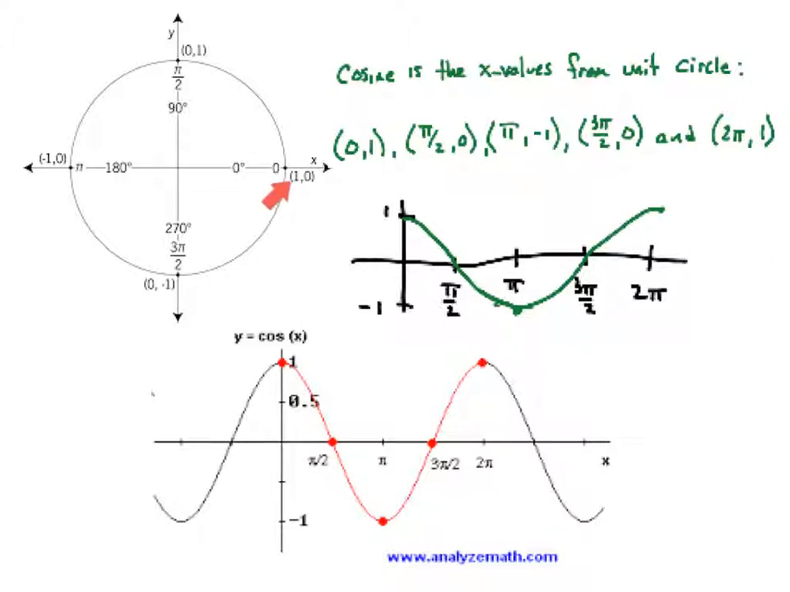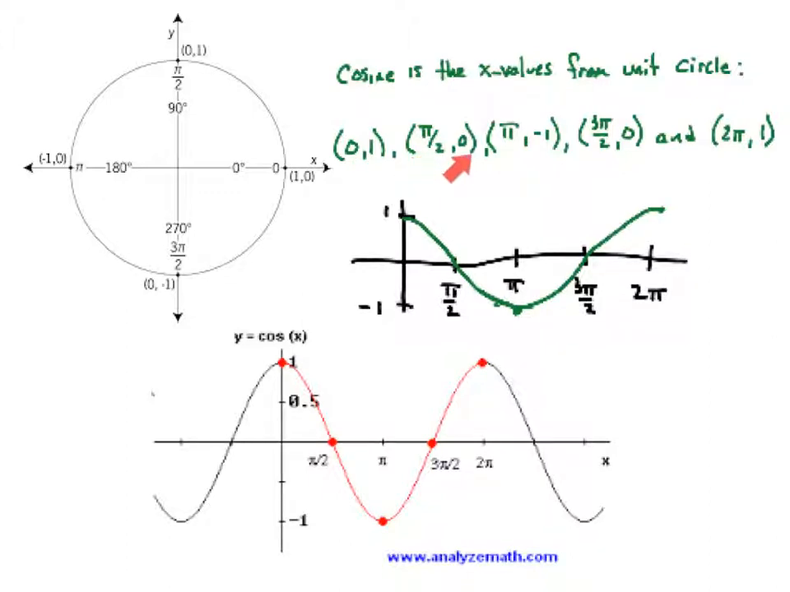Remember, cosine consists of the x values of the points along the unit circle. So, 0 radians, my output is 1. Pi over 2 radians, my point has an x value of 0. At pi, the x value is negative 1. At 3 pi over 2, we have a 0, and going back to 2 pi, my output is 1. So for an input of 0 radians, my output is 1. Cosine of 0 equals 1.